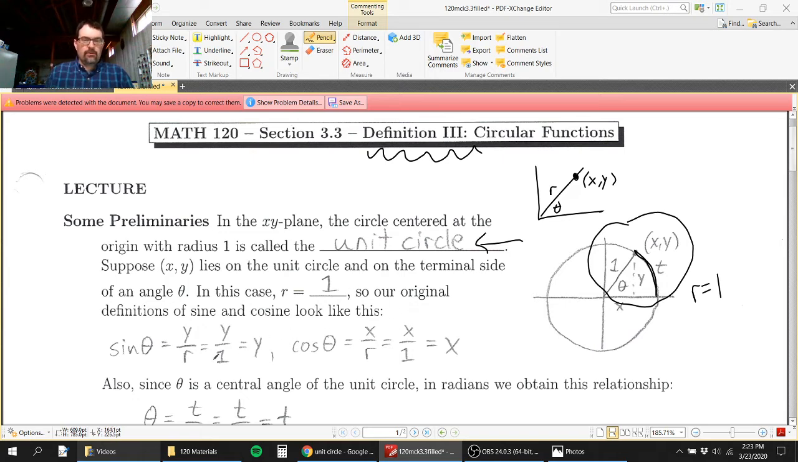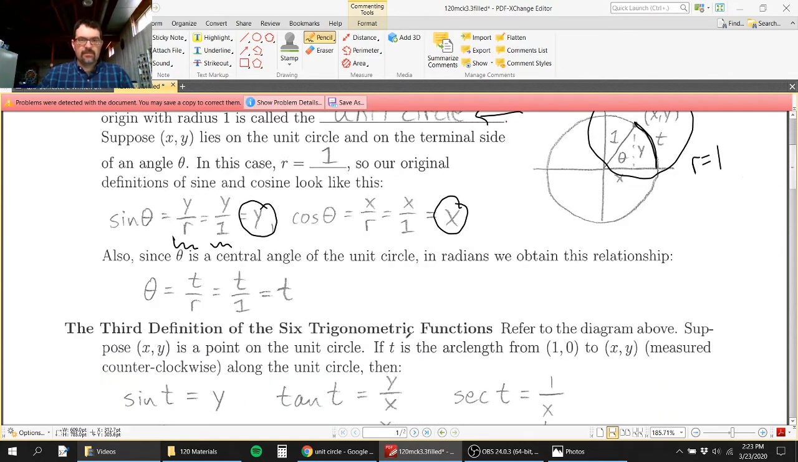And if we were to look at our original definitions for sine and cosine, sine was y over r, but here we have a 1 for r, so it's just the y coordinate of that point. Cosine is just the x coordinate of that point, right, when the radius is 1. All right, so we get this definition here.